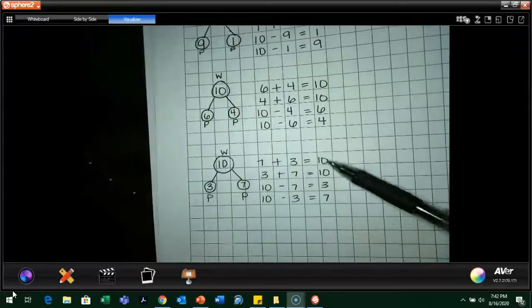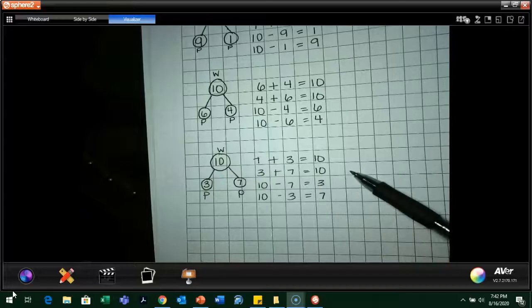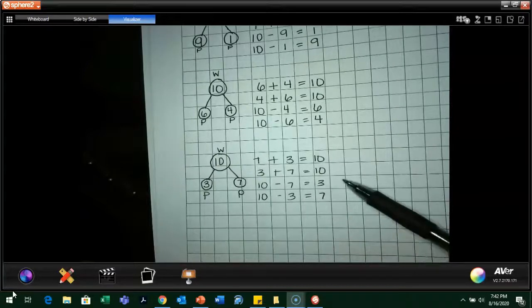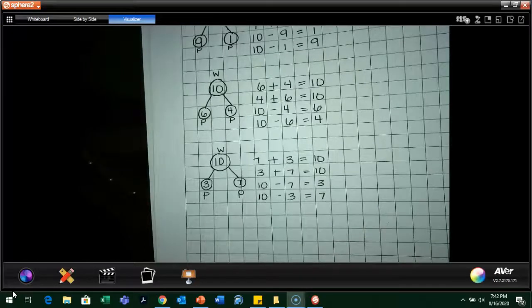You should have 7 plus 3 equals 10. 3 plus 7 equals 10. 10 minus 7 equals 3. And 10 minus 3 equals 7. Great job!